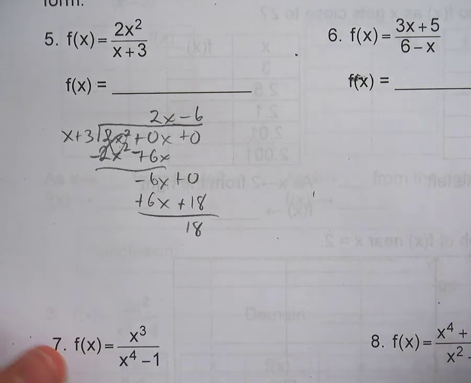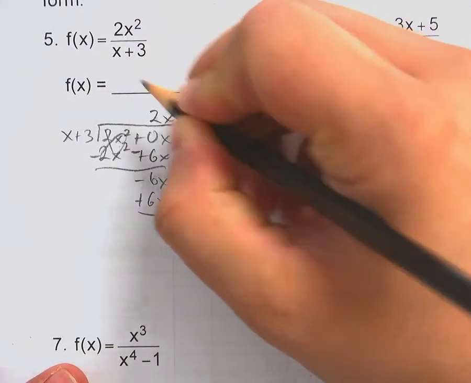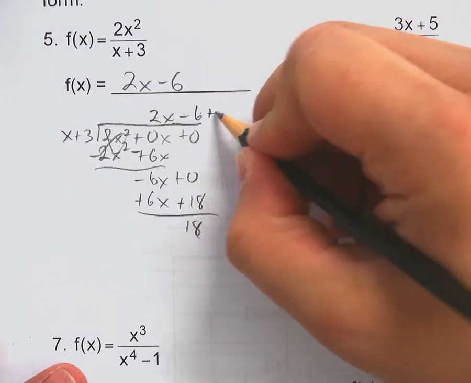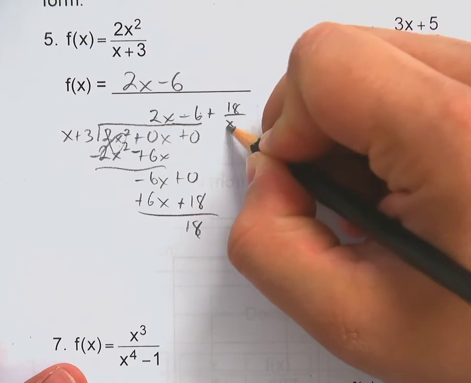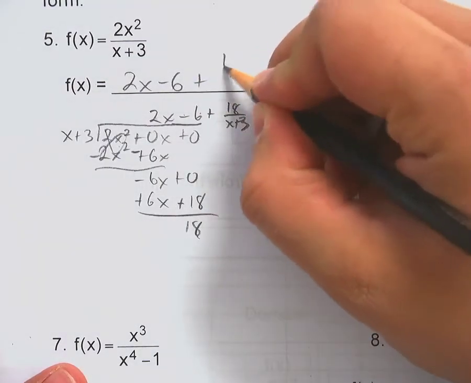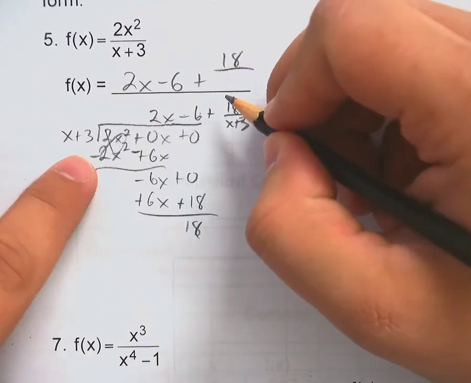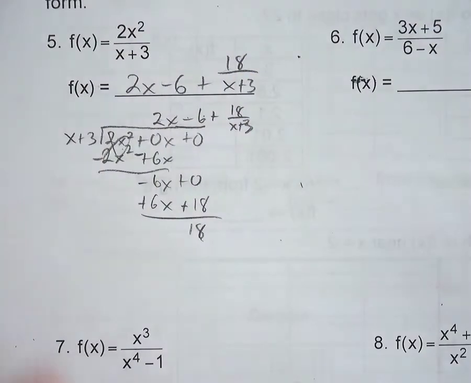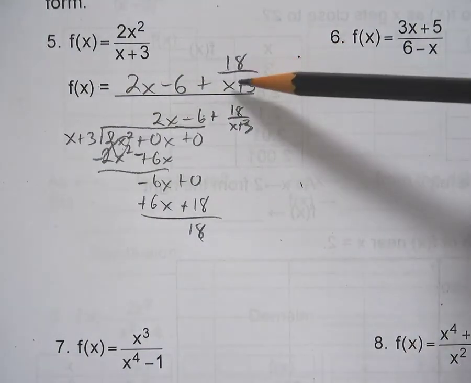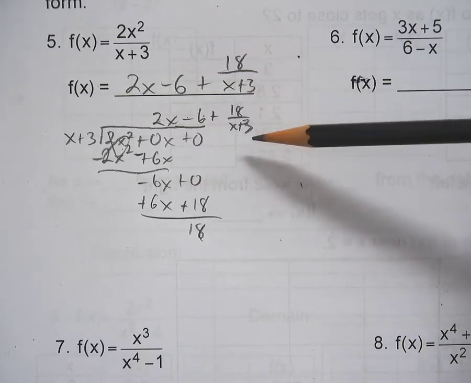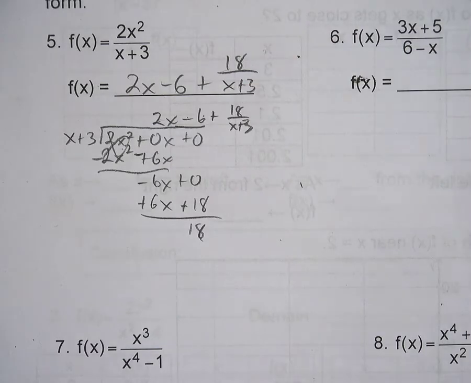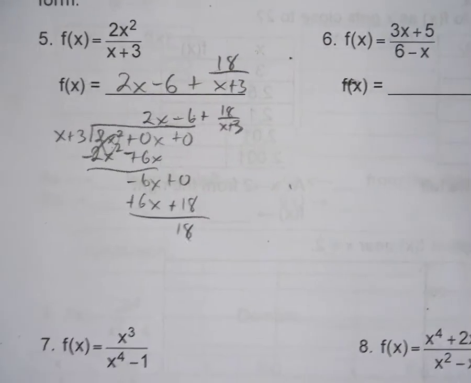Now the way that we would write this then is 2x minus 6 and this remainder of 18, plus 18 over x plus 3. That's how you write remainders: plus your leftovers divided by what you're dividing by. And see, now it's bottom heavy. I've got a bigger degree on bottom than I do on top. This is x to the 0 power, this is x to the first power. Now it's bottom heavy, and it's all good.